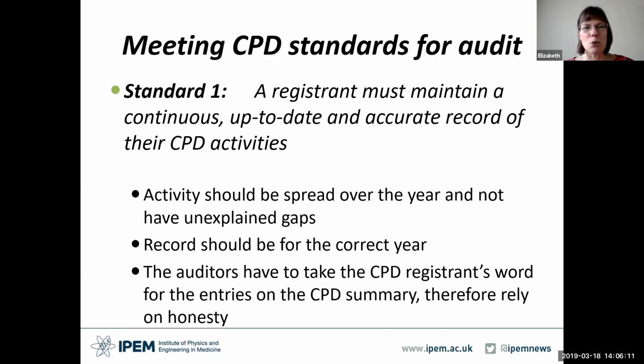So just put in an explanation of why there's been a gap, or try and find something of a perhaps more routine nature, maybe journal reading or something like that, to fill in any gaps. Do make sure that the record that you submit for audit is for the correct year. And for this May, it is the year 2018's activities. But as auditors, we don't meet you in person or make you take a lie detector test. So we have to take the registrant's word for it that the entries on the CPD summary are accurate, and therefore we rely on your honesty.